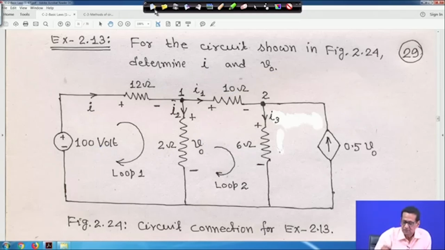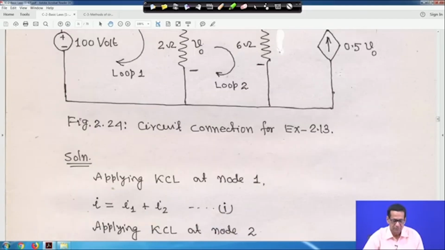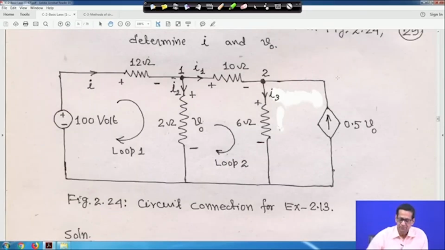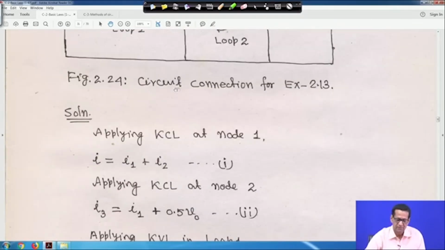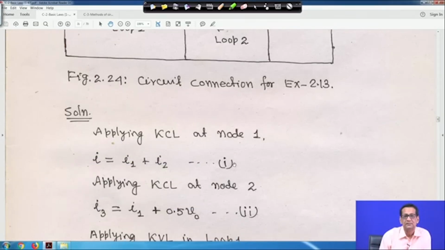So in this case, you have to solve this. First, apply KCL at node 1. Here the incoming current is I, and at node 1 there are two outgoing currents, I1 and I2. So I is equal to I1 plus I2. This is equation 1.